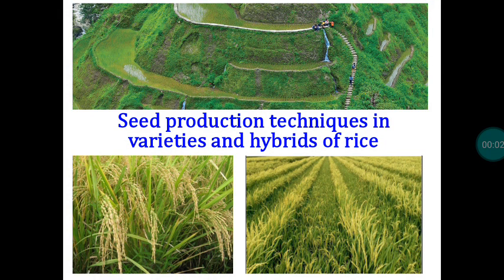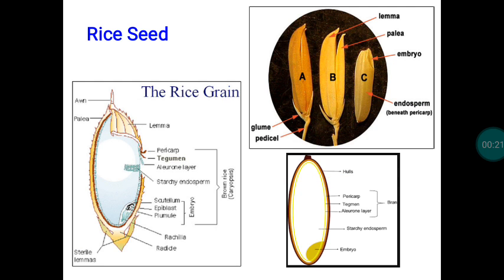Very good morning. In this video lesson, we are going to discuss varietal seed production in rice. Actually, rice has both variety and hybrid. First, we can discuss matters related to varietal seed production. Before getting into the production-related data, I wanted to give you some information about the seed structure.